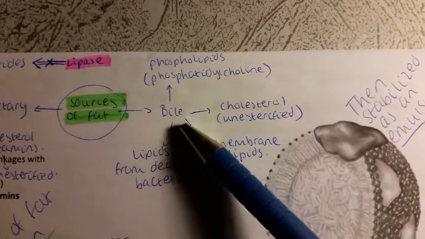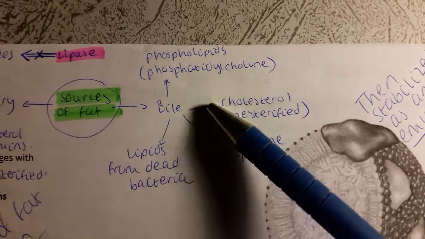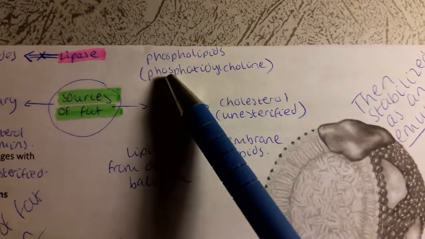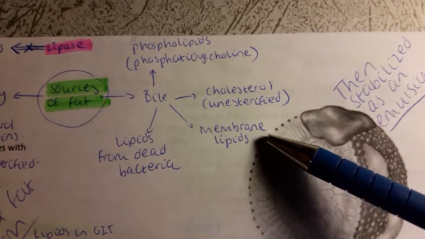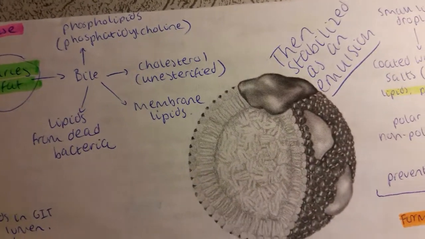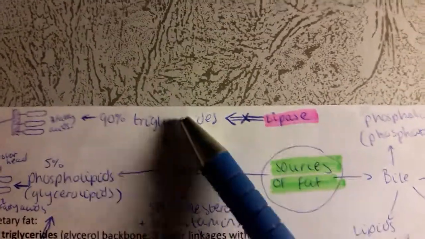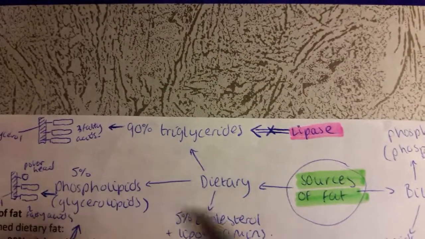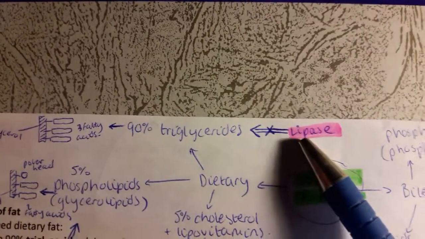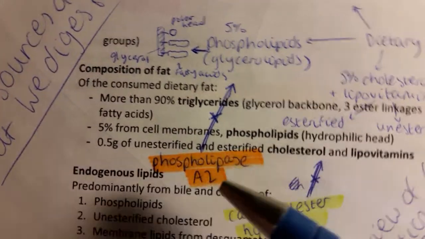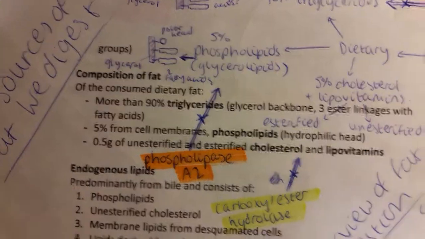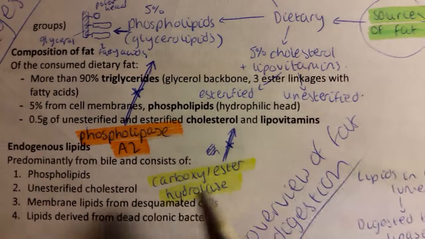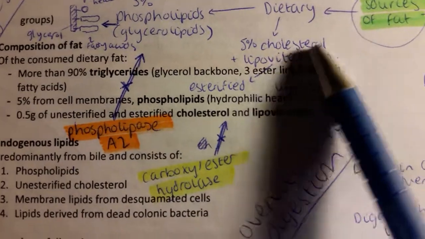Looking at the endogenous fat, which is the bile, what's the fat in the bile? Well, it's phospholipids, which is phosphatidylcholine. It's unesterified cholesterol, membrane lipids from desquamated cells, and lipids from dead bacteria. And I can also mention here the enzymes required to break down these three things, the triglycerides, phospholipids, and cholesterol. So lipase enzyme is to break down the triglycerides. Phospholipase A2, PLA2, deals with phospholipids. And carboxyl ester hydrolase deals with the cholesterol.